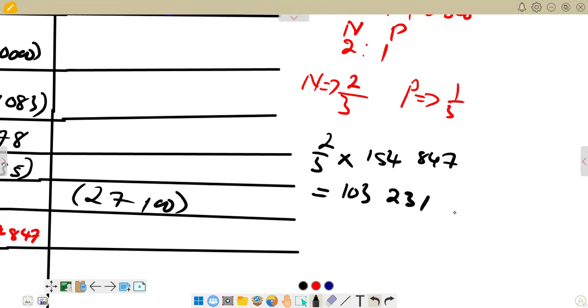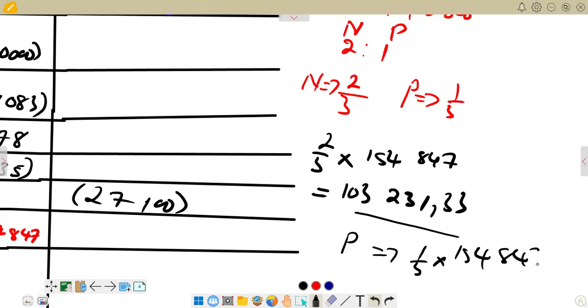103,231.33 to two decimal places. So this is for nitro. Then for petrol, we are saying 1 over 3. Then you multiply again by this. The total amount is 154,847.